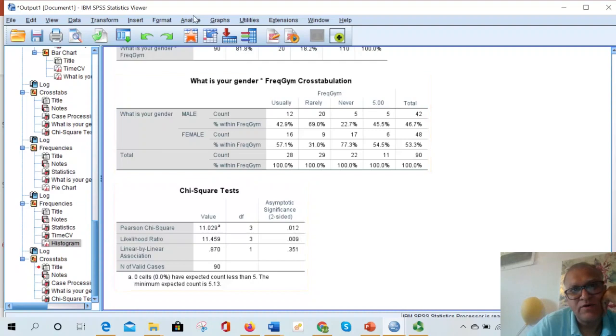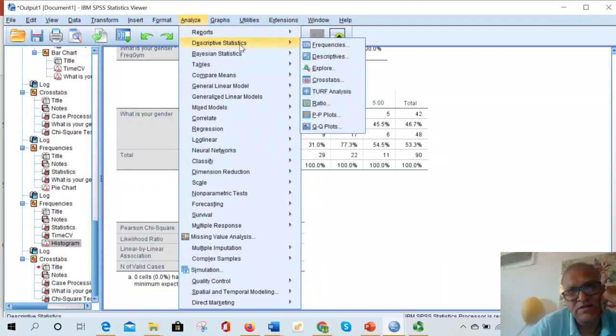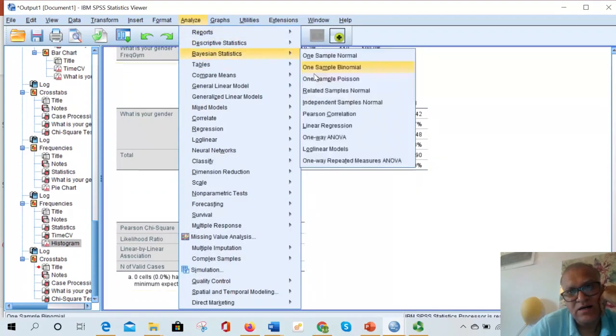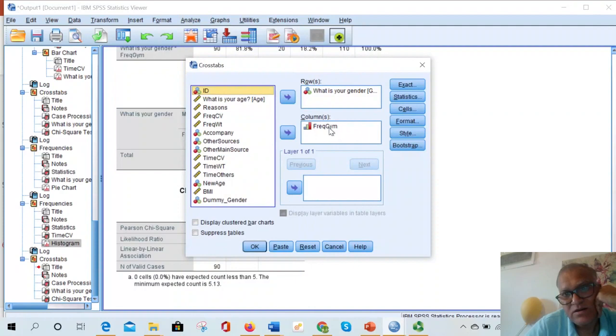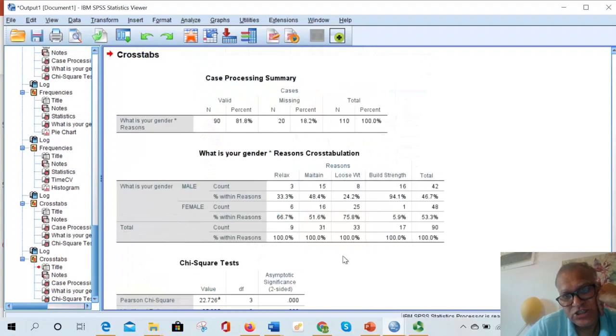Then let's run it once more. Analyze, descriptive statistics, and crosstabs. This time, let's look at the relationship between gender and the reasons why they go to the gym. Any relationship? So here is the data for relaxation.